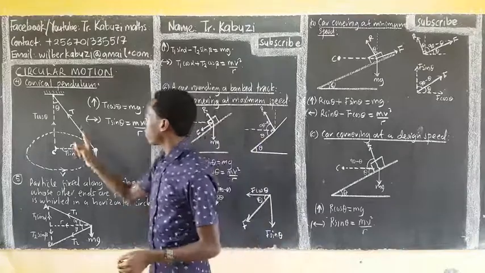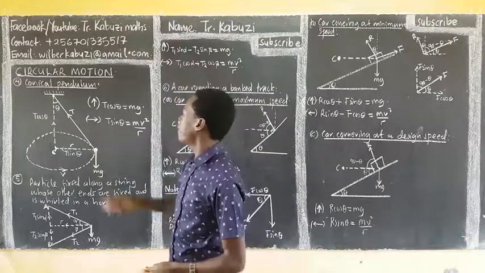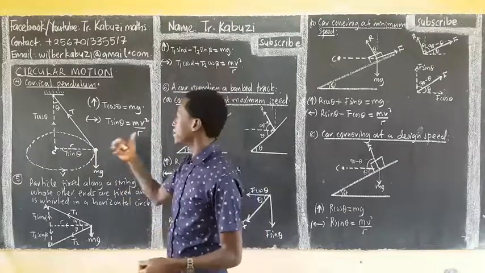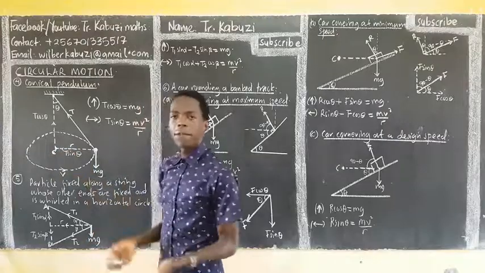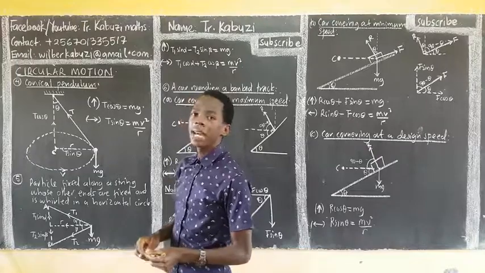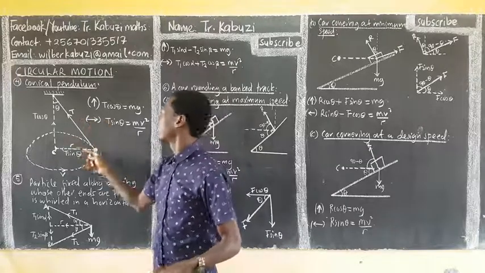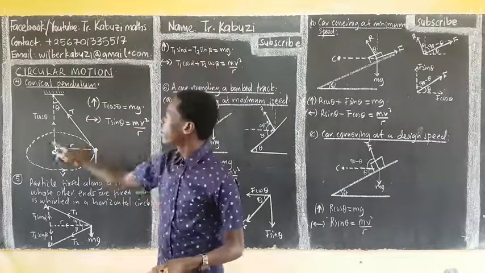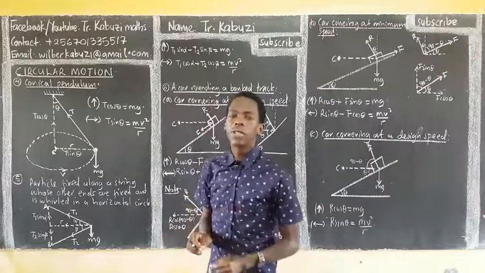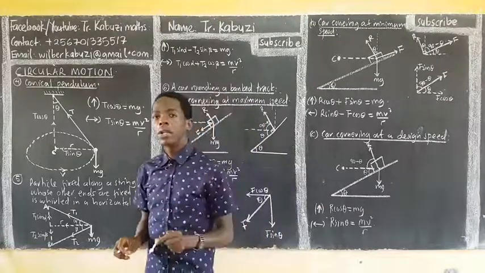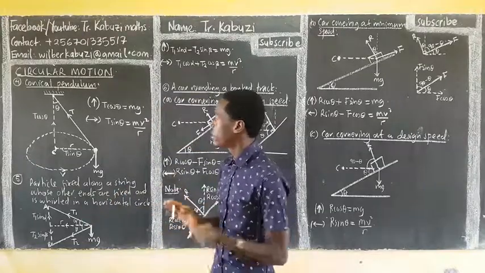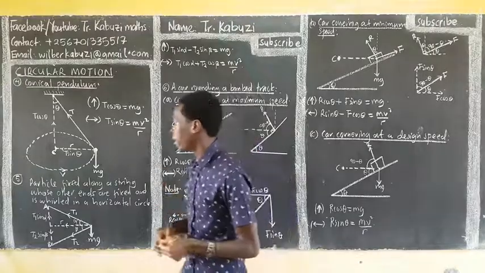Okay, now if we try to resolve horizontally, we are going to have T sine theta, this force going that side, equal to this. Why am I putting it to this side? Because any direction you resolve, it should be equal to the centripetal force that is keeping that in a circular motion. So any horizontal component in the circular motion is equal to the centripetal force. As simple as that. The overall horizontal components of those forces should be equal to that.